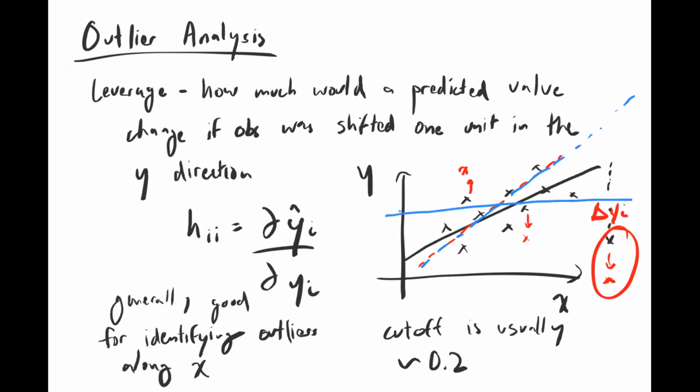So this is delta yi hat, right? Right, because you've shifted the line down to here. And the ratio of how the predicted changes with the delta is going to be mainly what you're interested in. Okay, thank you.